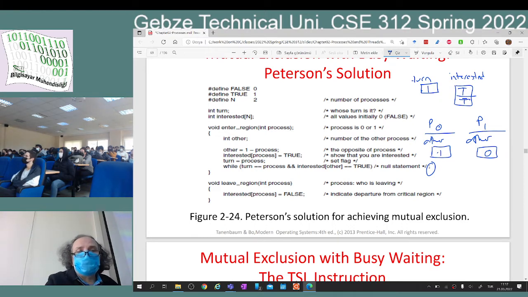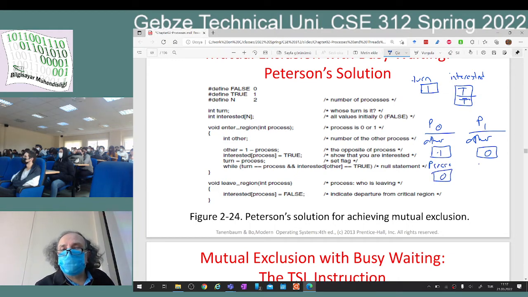Now when I come to this while loop, turn is equal to process. Process, of course, each one has their process IDs. For this one, it is 0. For this process, it is 1. Just the opposite of this, the other. So if other is 1, process is 0, right?